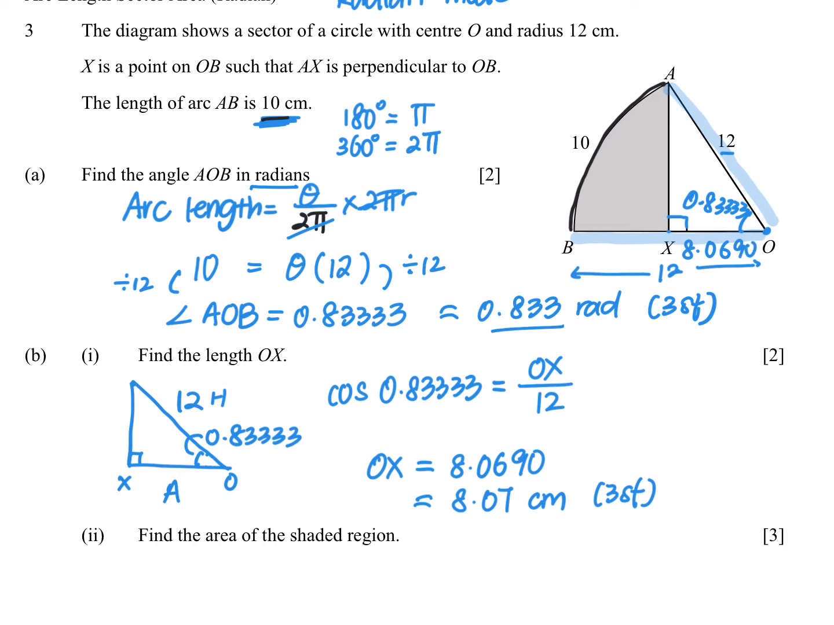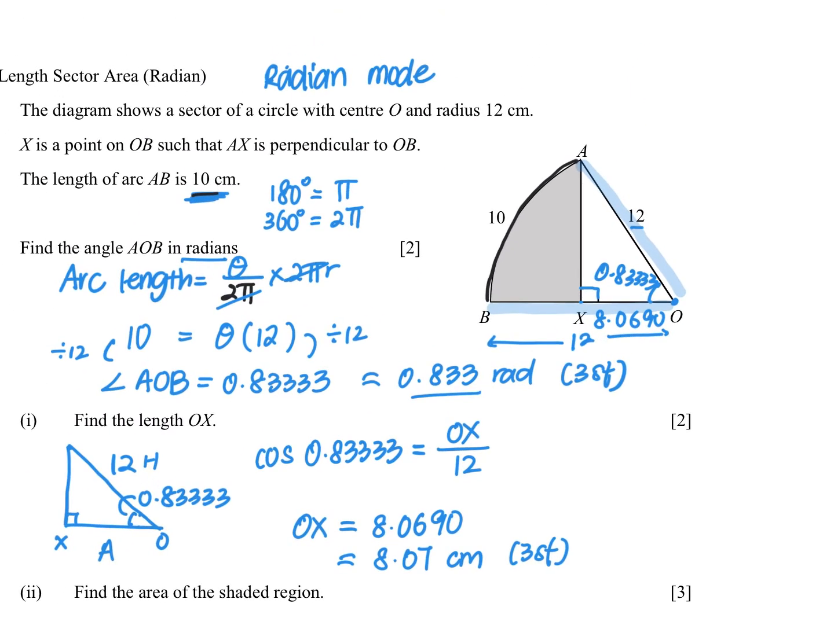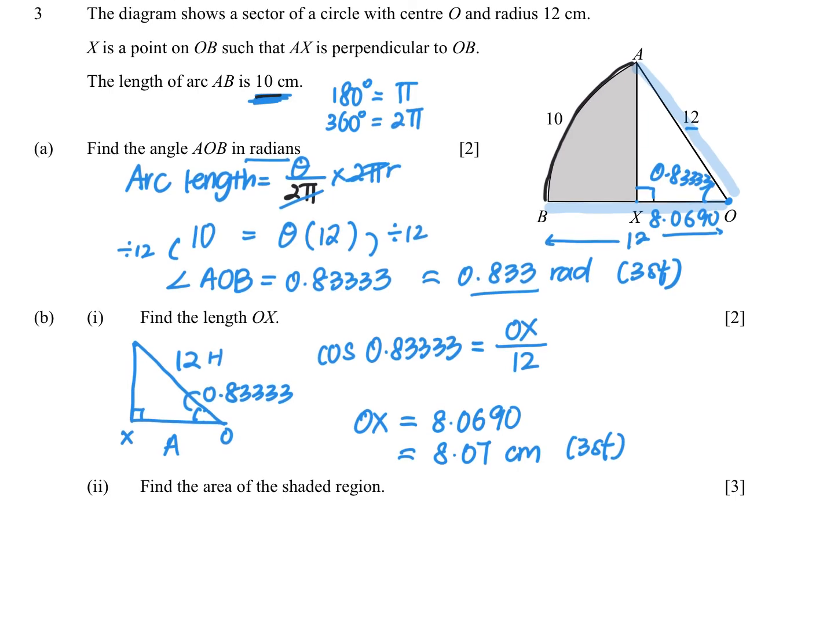Alright, so make sure your calculator is in radian mode. If not, your answer will be very different. Next part of the question says, find the area of the shaded region. How do I find the area of the whole shaded region?